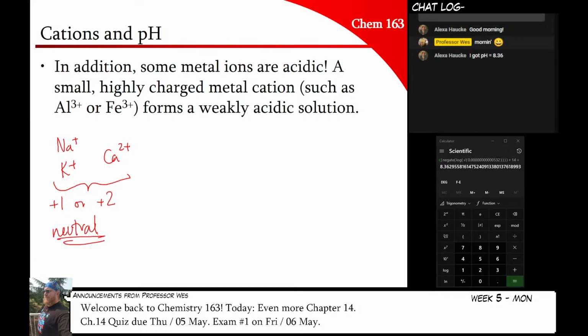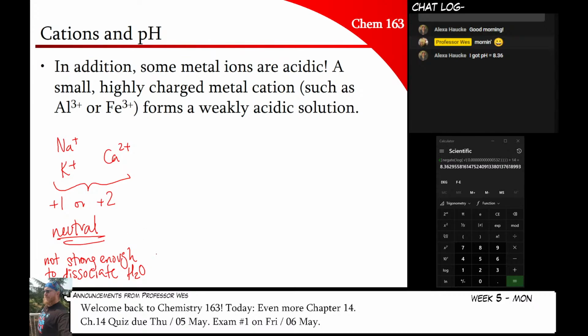Anything with a +1 or +2 charge in this class, we're going to call neutral. And the reason that it's neutral is because the charge is not strong enough to dissociate water. Water is attracted to +1 and +2 charged metals. That's how we get things to dissolve, is water is attracted to them. But it's not so attracted to it that protons just fall off of water.